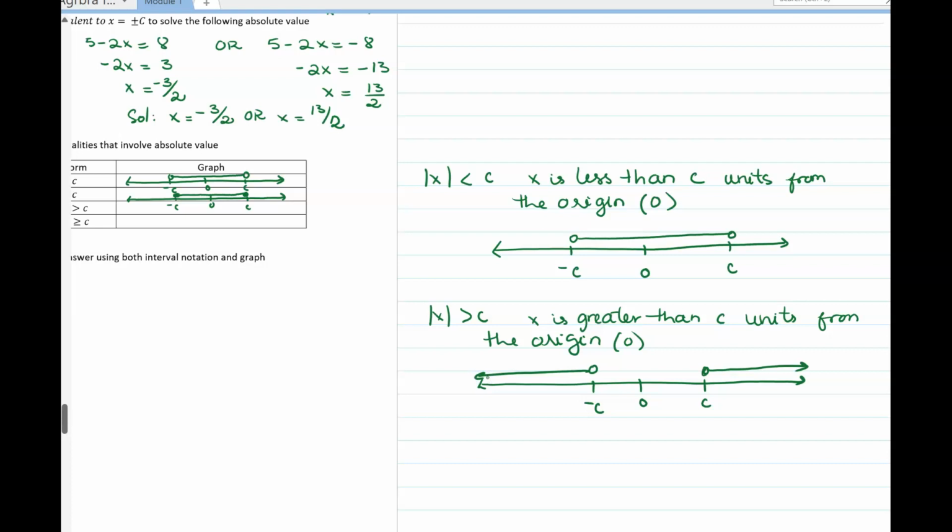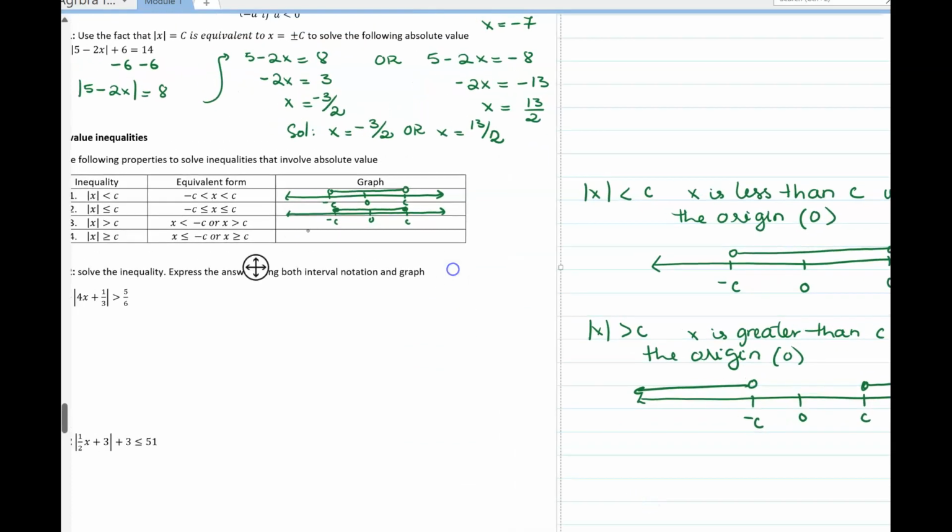Okay. So let's put the graph in here. And because we don't have an equal sign in our inequality, we have an open dot. And in the last one, we have a closed dot. Okay.